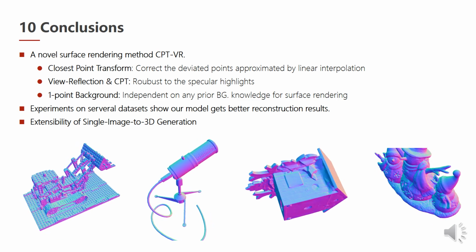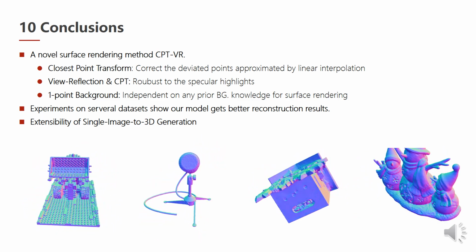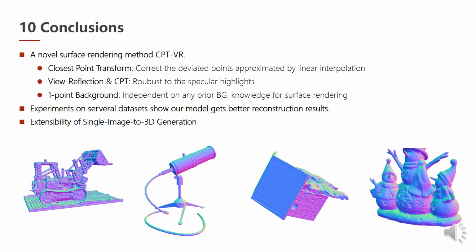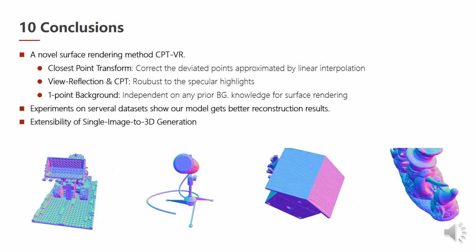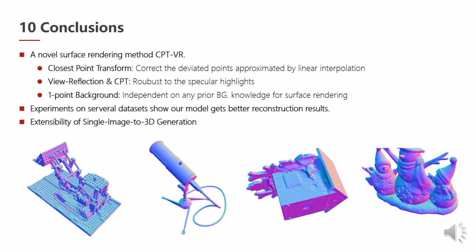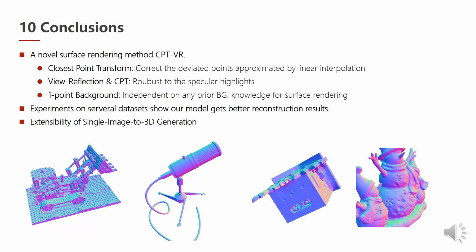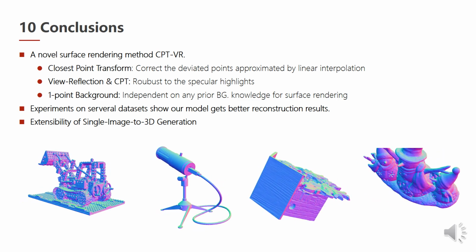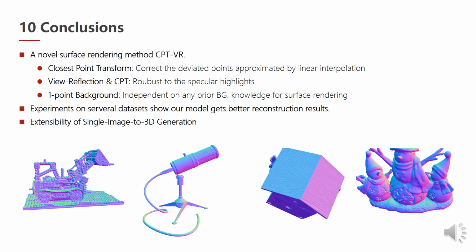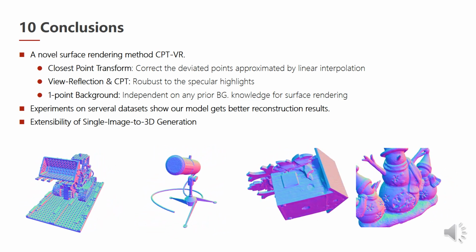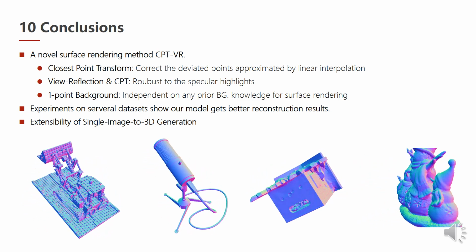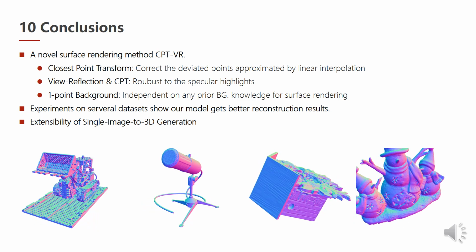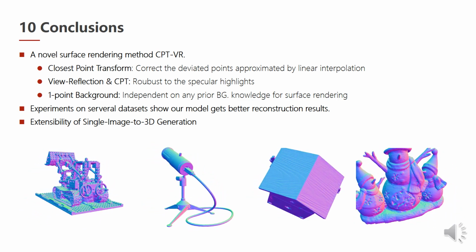In summary, we present a novel surface rendering method, CPT-VR. Based on the CPT algorithm, we correct the deviated points approximated by linear interpolation, enhancing the geometric accuracy. Meanwhile, benefiting from the accurate geometry representation, incorporating view reflection makes our method robust to specular highlights. Moreover, we design a background model to enable our model to handle cases with complex backgrounds without any background knowledge. Experiments on the popular 3D reconstruction datasets demonstrate the superiority of our method in surface rendering, especially for cases with complex structures and specular highlights. We hope that our designs can provide some insights for future works.